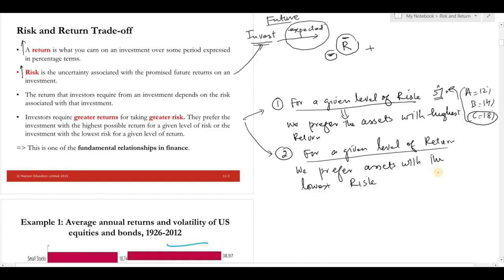Okay, and for a given level of return, for instance, C return is 18%, right? So security A has a risk of 5%, security B has a risk of 7%, security C has a risk of 9%. So which one would you prefer? For a given level of return, you are going to choose the asset that is offering you the lowest possible risk. So that is the statement: for a given level of return, we prefer the assets with the lowest risk. This is one of the fundamental relationships in finance between risk and return. So first of all, there is a positive relationship between risk and return, and number two, you need to understand these two statements.